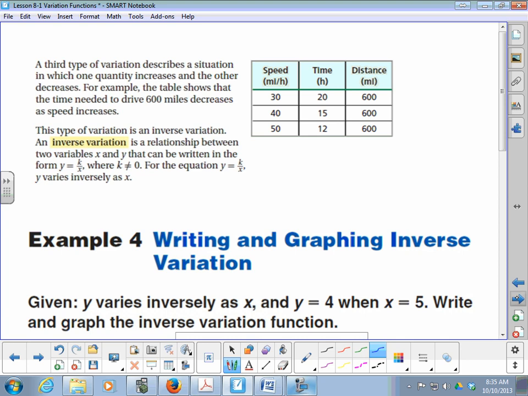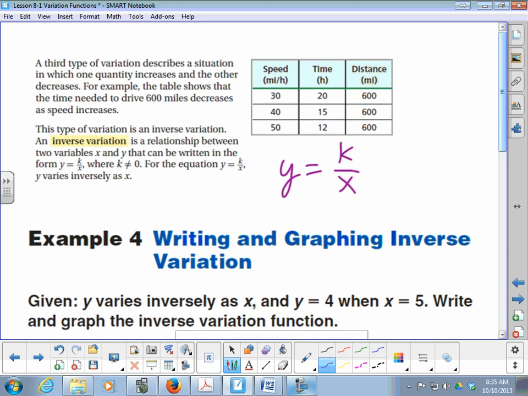Okay, inverse variation means that x and y do the opposite. When x gets bigger, y gets smaller. When y gets bigger, or if x gets smaller, then y gets bigger. And so this is y equals k over x. Because what happens if I divide by a bigger number? My result's going to be smaller, right? And when I divide by a smaller number, my result's going to be bigger. Okay? So inverse variation is as the one gets smaller, the other gets bigger, or vice versa.